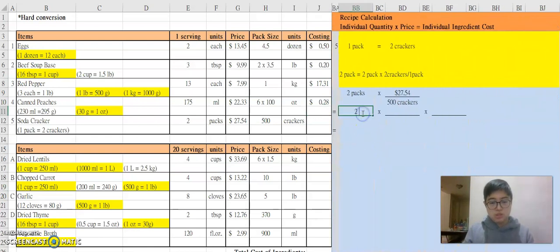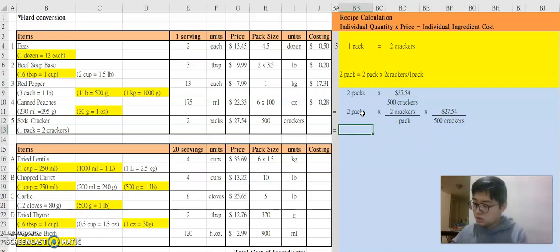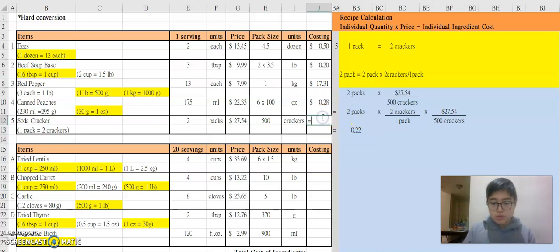Okay, another one, 2 packs. 1 pack is equal to 2 crackers. So this is the original one. After crossing out, only the dollar sign and 0.22 remain, equal to 2 times 2 divided by 1 times 27.555 divided by 500, 0.22.